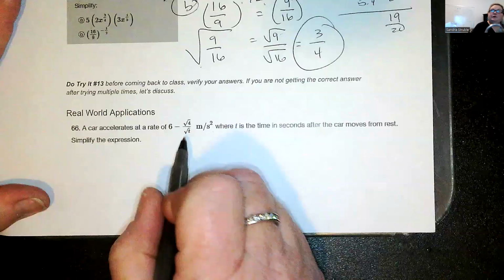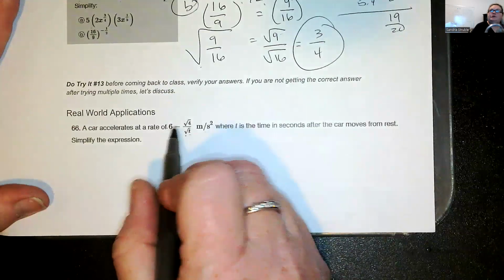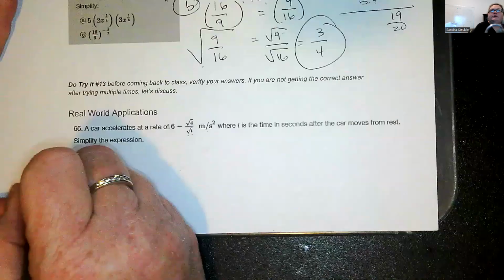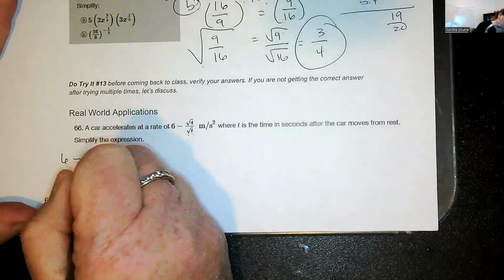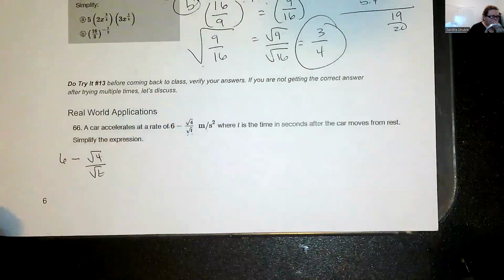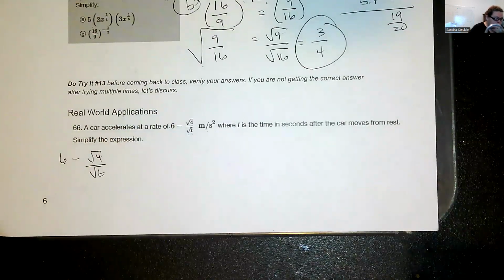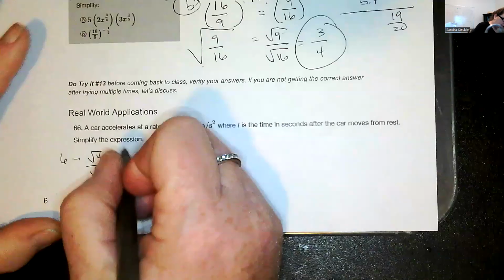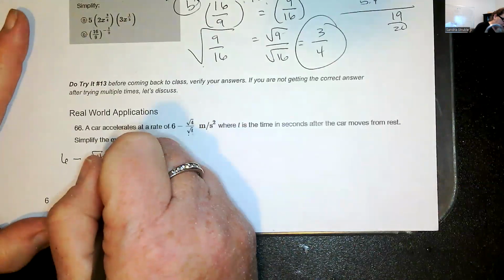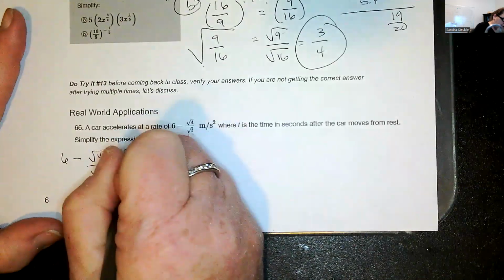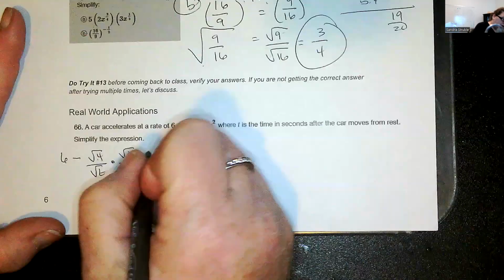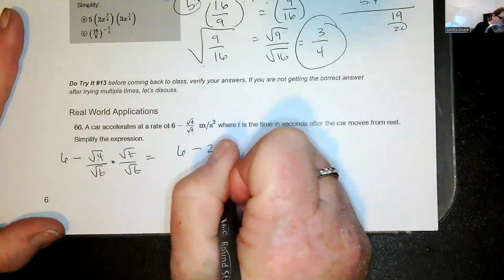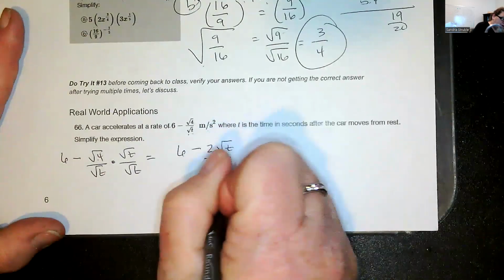So the first thing I'm going to do is make sure that I can add these two terms or combine them in whatever fashion I can. So I've got 6 minus the square root of 4 over the square root of t. I could just rationalize. Yeah, we could just rationalize this one here. So we should be able to just multiply by the square root of t over the square root of t. Square root of 4 is just 2. So that's equal to 6 minus 2 square root of t over t.